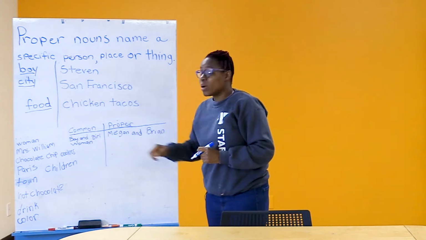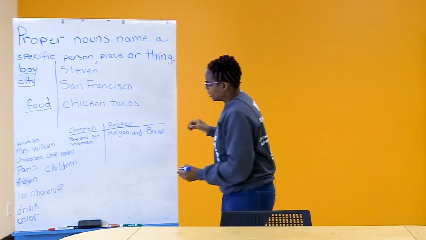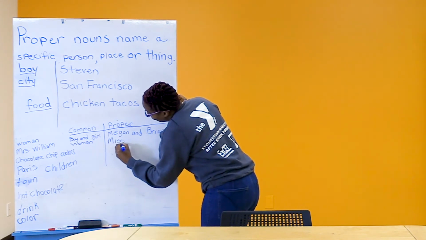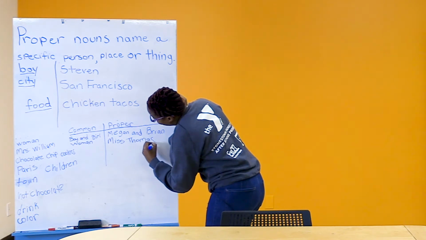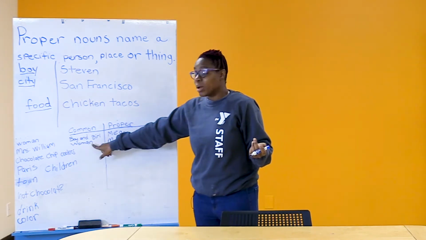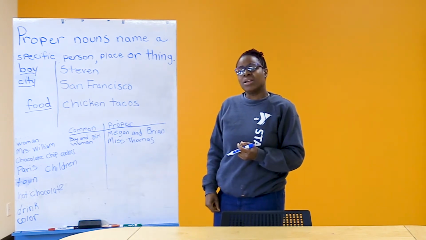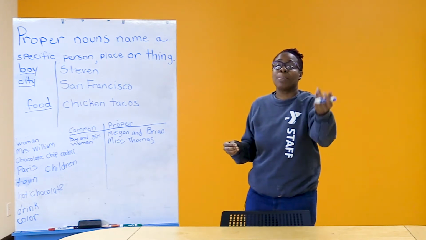But let's give this woman a name. Let's name her Miss Thomas. M-I-S-S T-H-O-M-A-S. So as you can see, we had woman as a common noun, but I didn't just leave it hanging. I gave it a name. I gave it Miss Thomas. Miss Thomas is a proper noun.